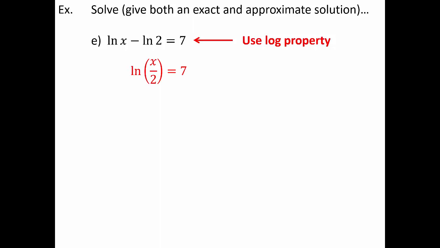Now, continue with my isolation properties. Get rid of the ln would be my next step, so exponentiate base e on both sides. That's going to leave me with x over 2 equals e to the 7th. And then get rid of division by 2 by multiplying both sides by 2, and I get my answer of 2e to the 7th, which when I type that in the calculator, you're going to see it comes out to be exactly the same answer I got before.